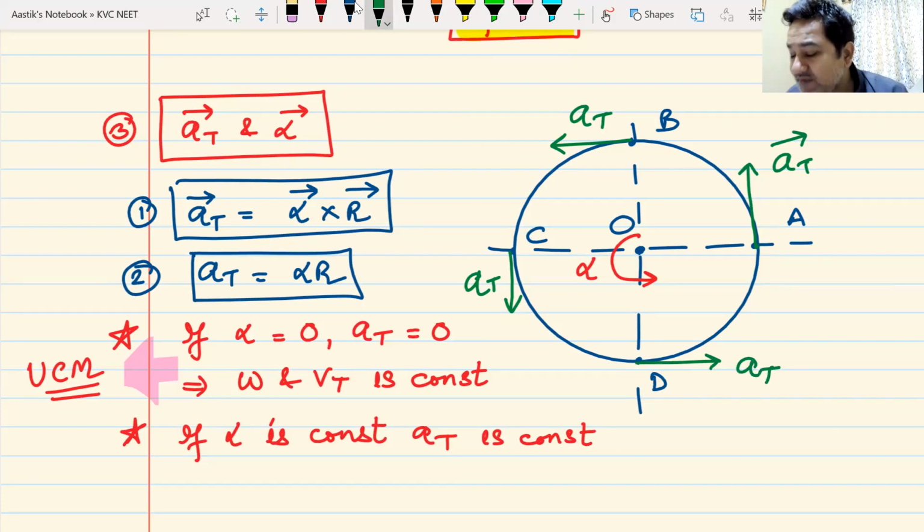I'll give you a minute to note this down. Note this down, then we will talk something else about AT as well. I hope you have noted this down. Now, remember one thing over here, that if alpha is 0, there is no tangential acceleration.